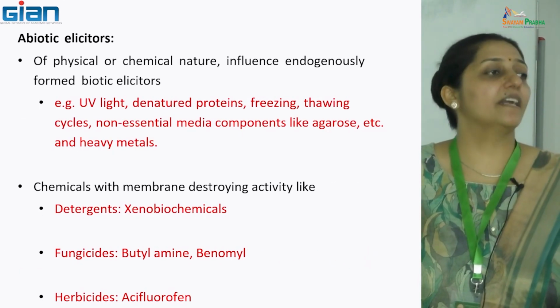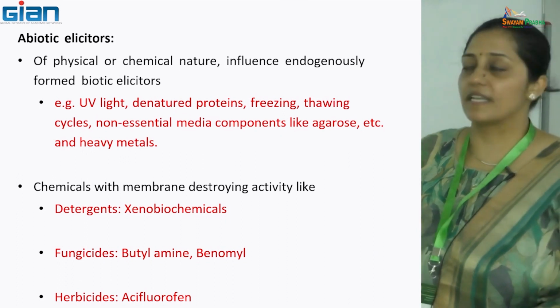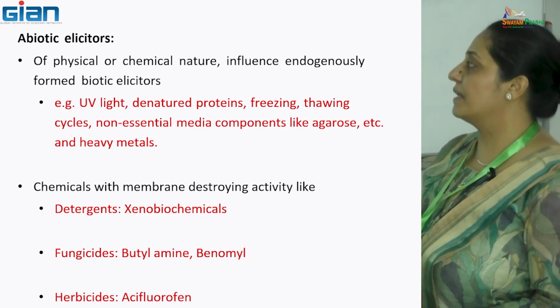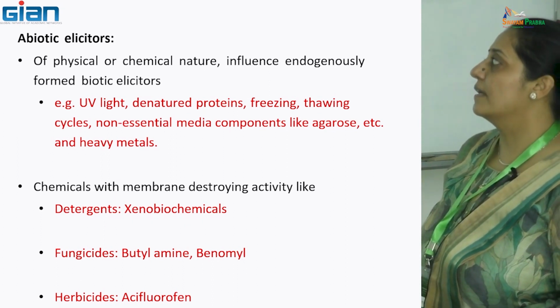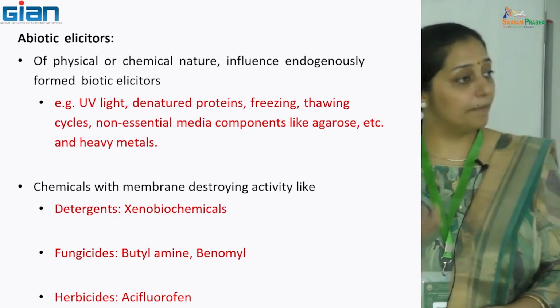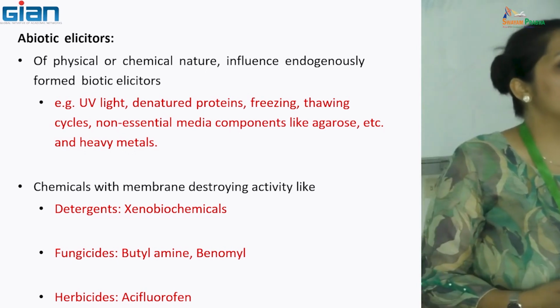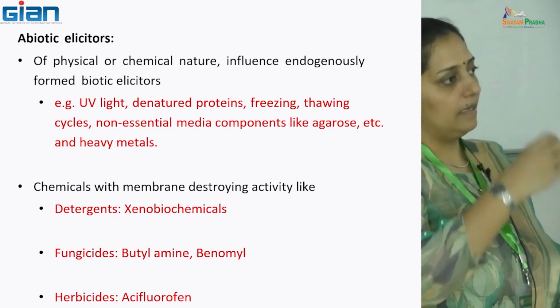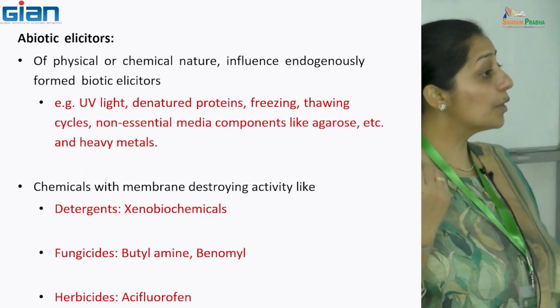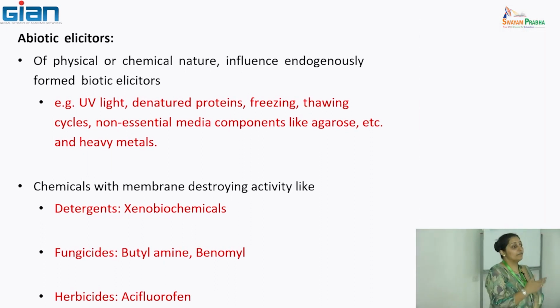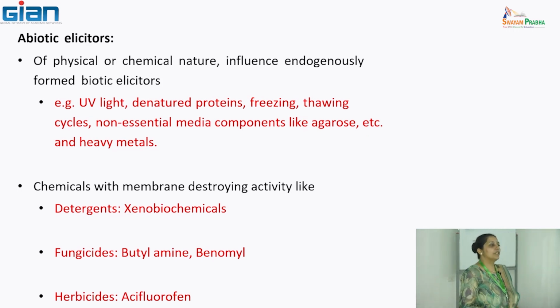Abiotic elicitors: any kind of stress inducers have been reported as abiotic elicitors. For example, people have used UV light, denatured proteins, freeze-thaw cycles, or heavy metals. But please keep in mind that when you are using abiotic elicitors, if you are using very toxic chemicals like heavy metals, that can be a problem in your downstream processing, especially when you are working with pharma components. So one has to be judicious enough in choosing what kind of elicitors you are using in your system.